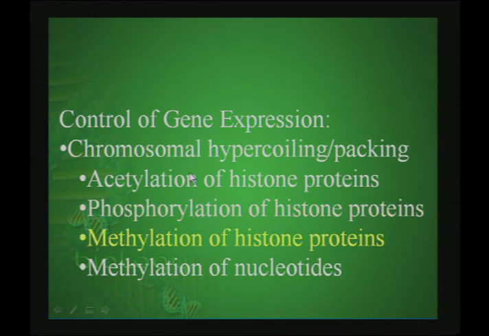If you methylate histone proteins, that will hypercoil the DNA. And if you methylate nucleotides, that will also hypercoil the DNA. So acetylation and phosphorylation of histone proteins will loosen the DNA, and methylation of histones or methylation of certain nucleotides in the DNA will hypercoil it. Again, this will help determine whether promoter regions are accessible or inaccessible to the polymerase, and determine whether a gene potentially functions or does not function.